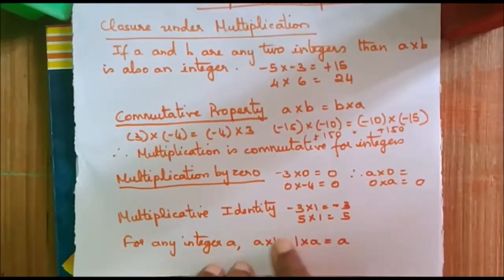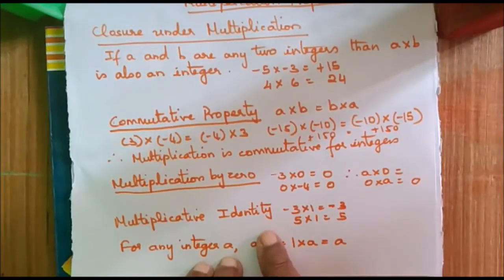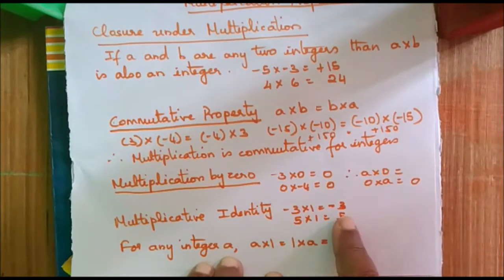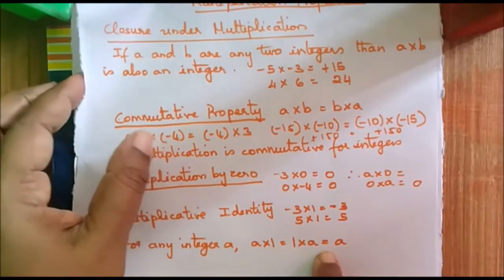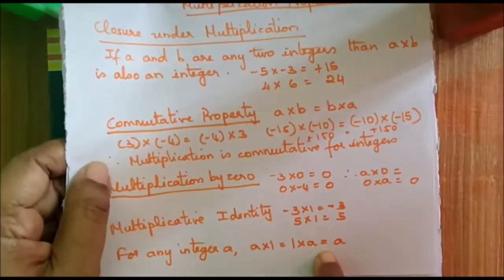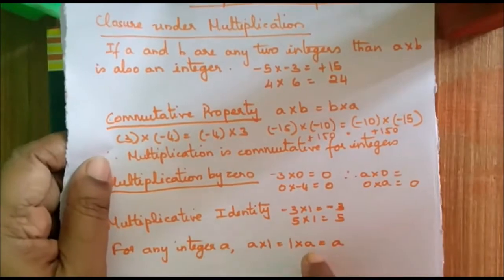Now we will take the next property, that is multiplicative identity. Minus 3 into 1 is equal to minus 3. 5 into 1 is equal to 5. So we get back the same number when we multiply by 1. Therefore, 1 is the multiplicative identity in integers. For any integer a, a into 1 is equal to 1 into a is equal to a. So this is the multiplicative identity of integers.